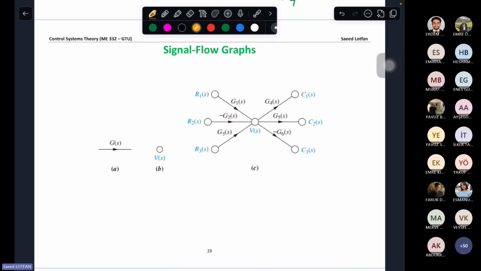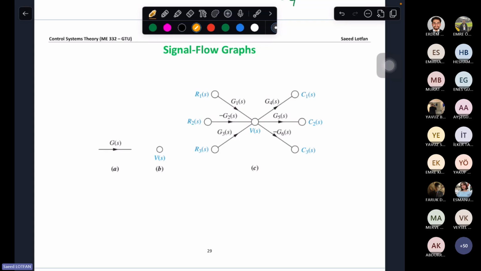Another representation of control systems is signal flow diagrams or signal flow graphs. Besides the block diagrams, they are mostly used for state space representation in the time domain representation. They are pretty easy.